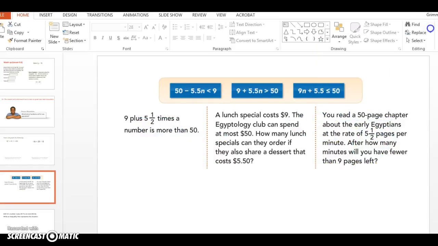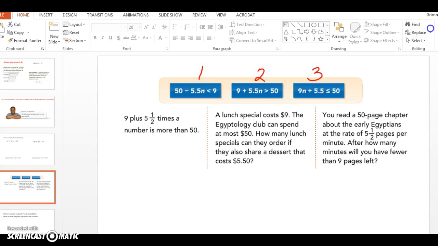Again, I like that it gives you some choices so that kind of helps you figure out what they're supposed to look like. All right, so these are all matching. The first one says 9 plus 5.5 times a number is more than 50. Which one of those can you knock out for sure? Dominic: The first one, because the first one says subtraction, right? So there's no way it's the first choice. So it either has to be, let me number these, choice 2 or choice 3, okay?